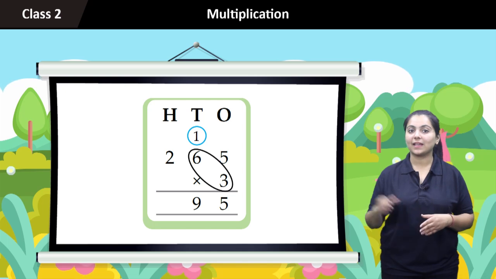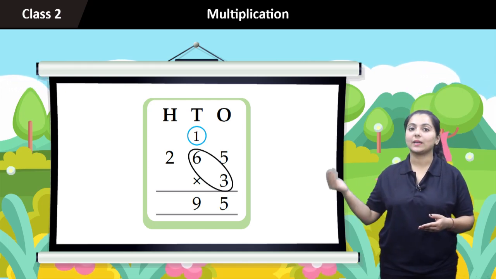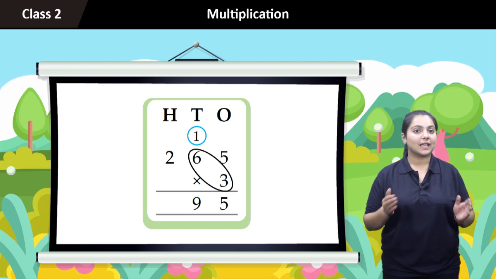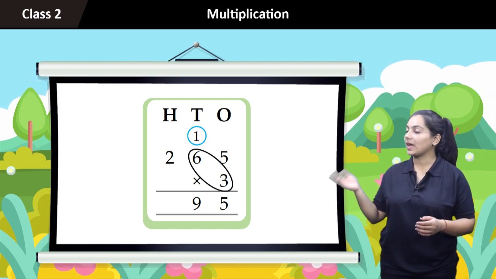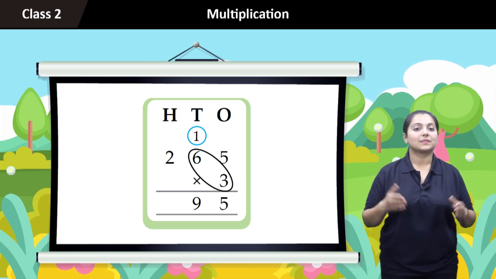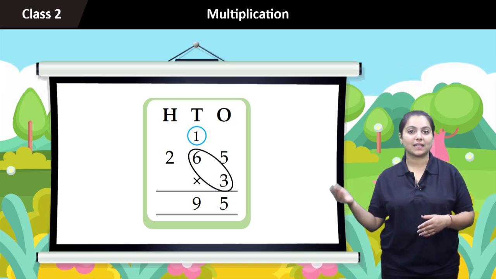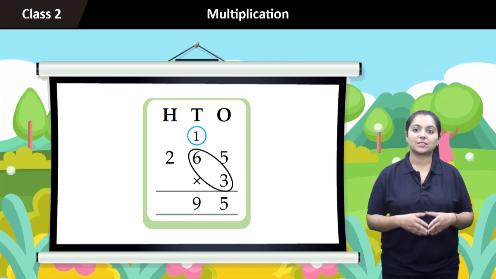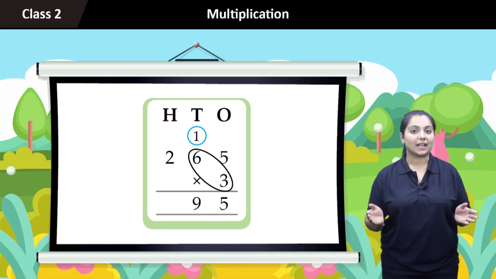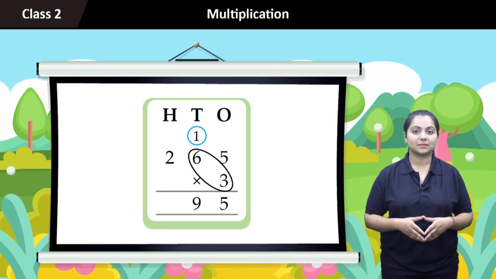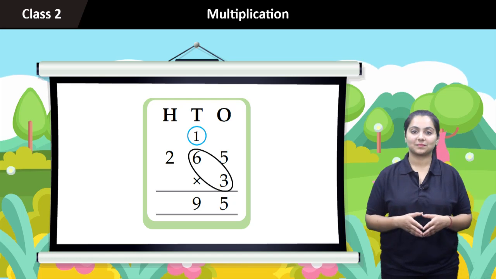Multiply the tens by 3. 6 tens multiplied by 3 is equal to 18 tens. 18 tens plus 1 ten carried over is equal to 19 tens. 19 tens is equal to 10 tens plus 9 tens. That is equal to 100 plus 9 tens. Write 9 in the tens column and carry over 1 hundred to the hundreds column.